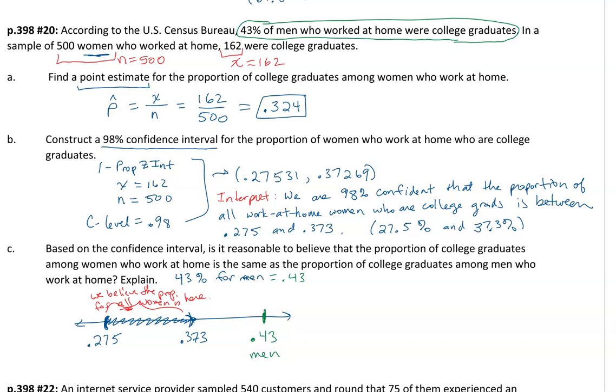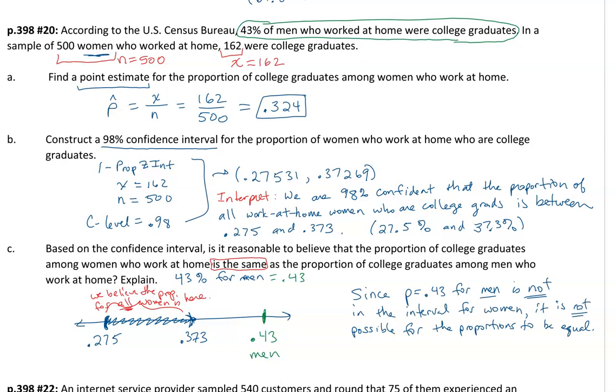All right, so how do we put something like that into words? I will say something like this. Notice that it's just, is the proportion the same? So it's not really saying anything about greater than or less than. So that's how I'm going to word my answer. So here's one option. I wrote, since P equals 0.43 for men is not in the interval for women, it is not possible for the proportions to be equal.